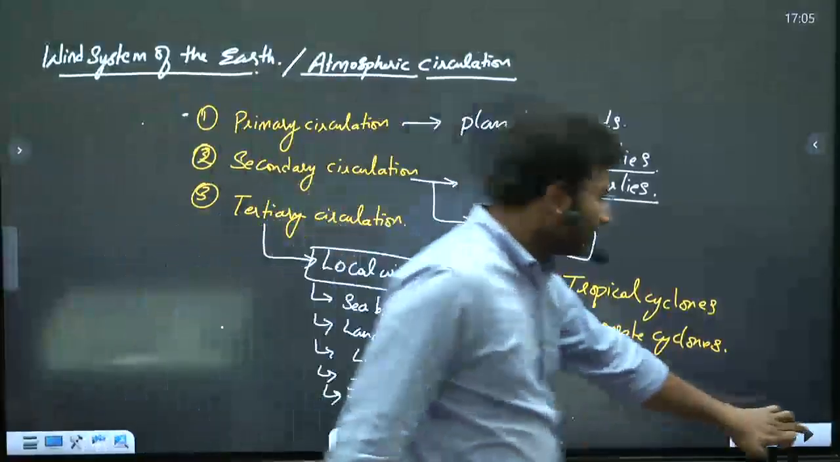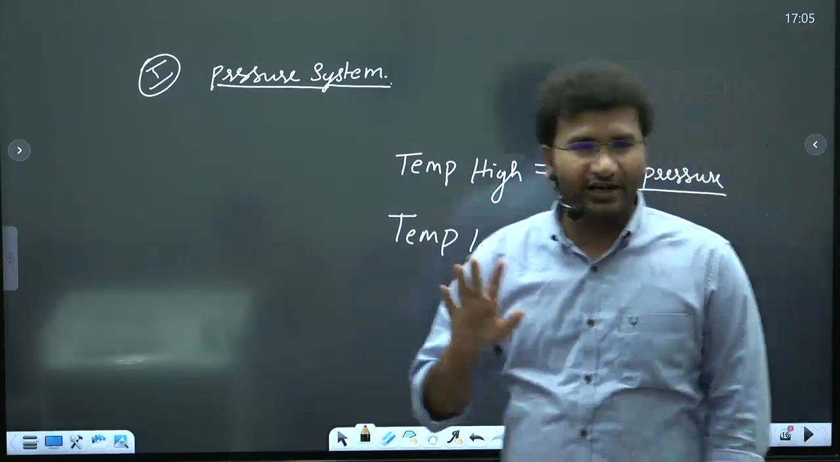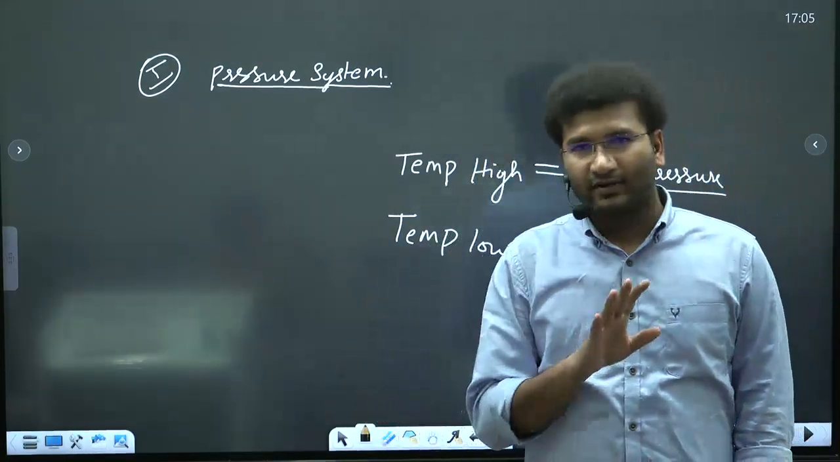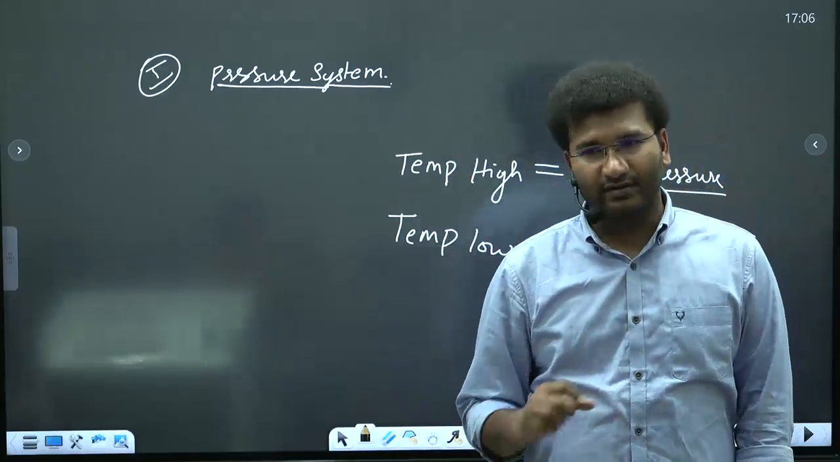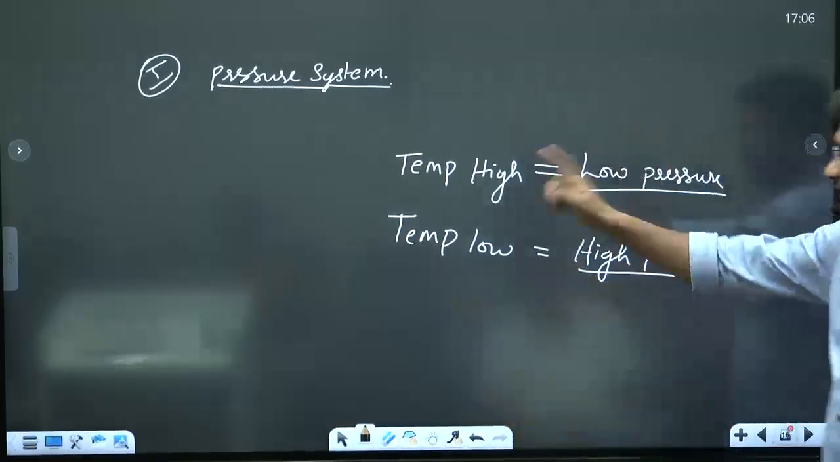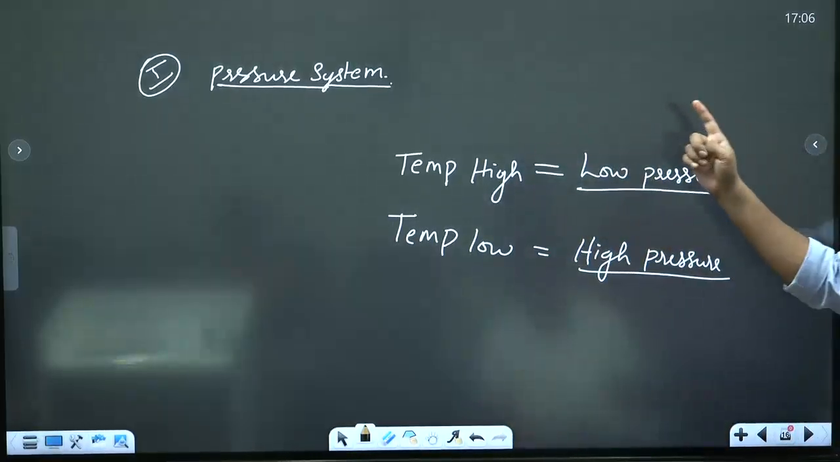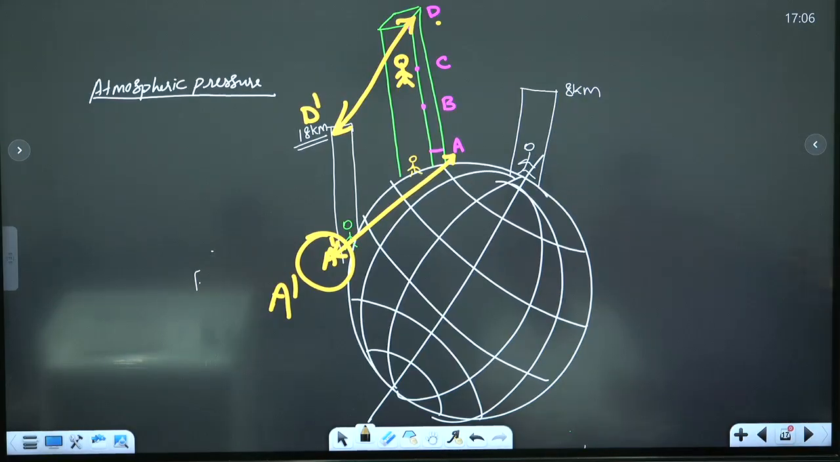Okay. And what else did we take up? Any doubts? Wherever you have high temperature, what kind of pressure do you have? Low pressure. Wherever you have low temperature, what kind of pressure you will have? High pressure. There is no doubt in this. You're clear with this. Temperature high, then you will have low pressure. Temperature low, then you will have high pressure. Clear. This also we have discussed.